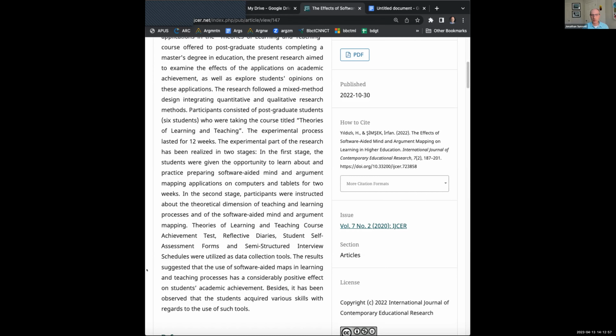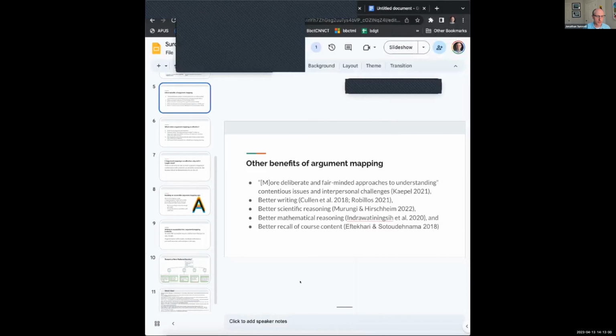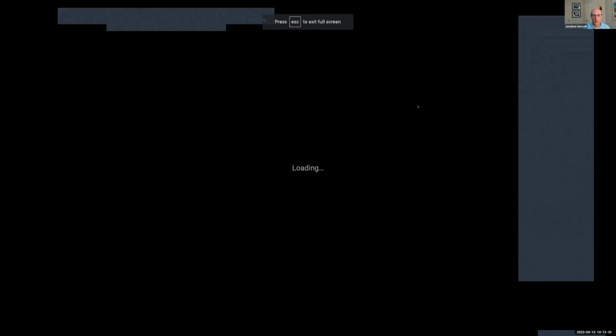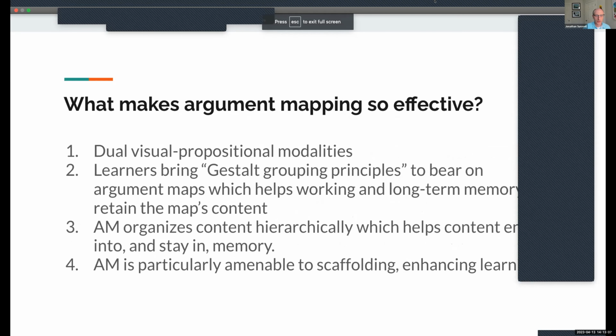So now let me go on to what Zach brought up. Why isn't argument mapping more widely used if it's so effective? I mean, many of you have probably never heard of it. Well, there might be a few reasons. There are some interesting theories, by the way, about why argument mapping is so effective, why having this visual component of learning about critical thinking is so effective.